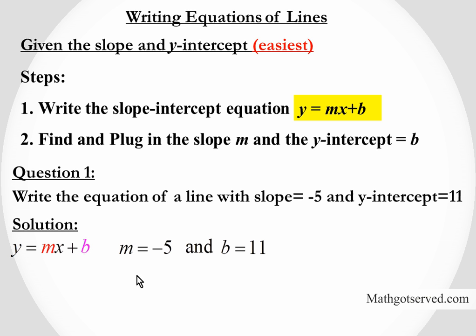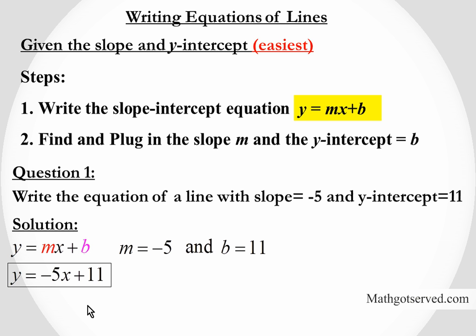In step 2, we've already found the slope and the y-intercept, so now we're going to plug them in. The -5 goes into the m spot as indicated here, and the 11 goes into the b spot in the equation as indicated here. That gives us y equals -5x plus 11, and that is the equation of the line in slope-intercept form.